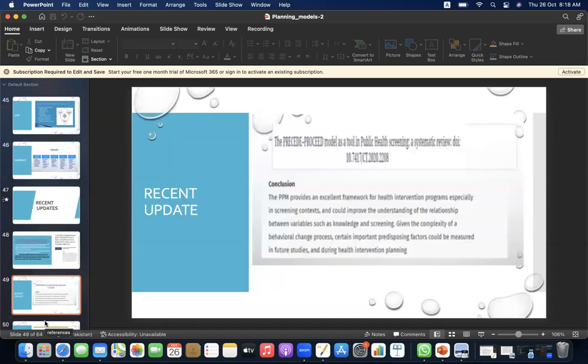The PROCEED model as a tool in public health screening, a systematic review. The PROCEED model provides an excellent framework for health intervention programs, especially in screening context, and could improve the understanding of the relationship between variables such as knowledge and screening. Given the complexity of a behavioral change process, certain important predisposing factors could be measured in future studies and during health intervention planning.